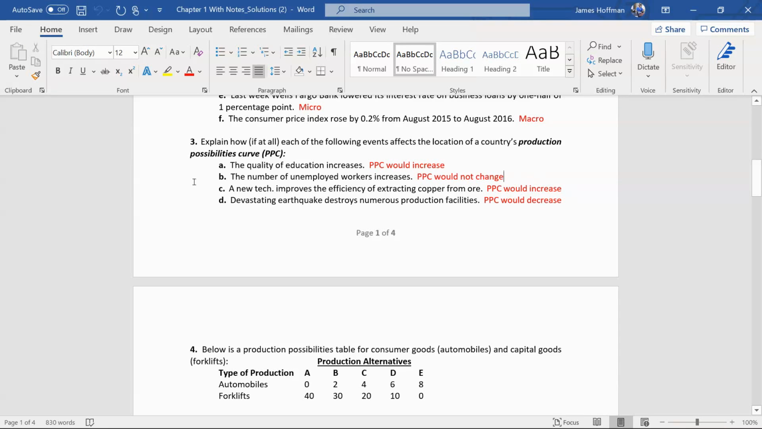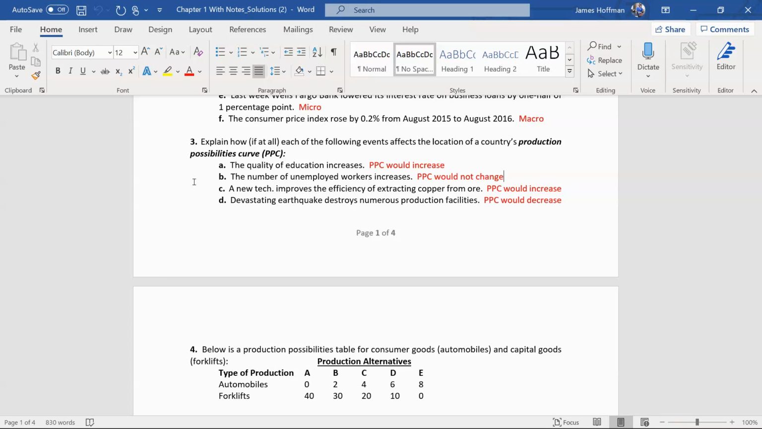I have a question, Professor. Yeah. If the number of unemployed workers increase, would the production possibilities curve change? If the number of unemployed workers decrease? Yeah.